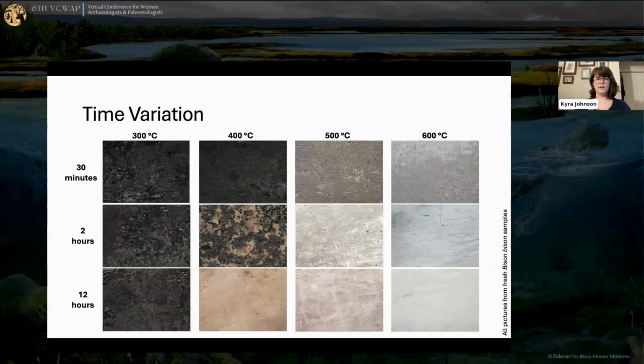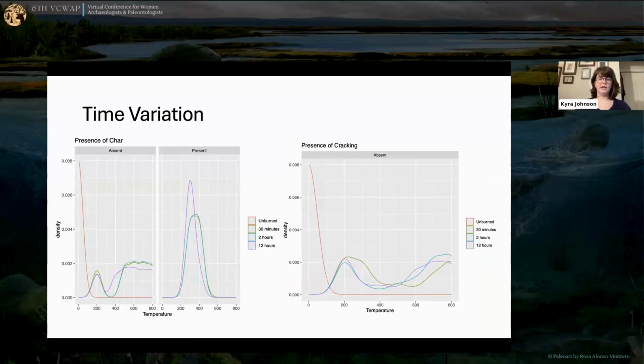Here on this slide, you can see that I am displaying samples from 300, 400, 500, and 600 degrees Celsius at all three of my time intervals. And this temperature range seems to be where we're getting the most variation in our morphological surface features. Specifically, 400 degrees Celsius has a lot of change between 30 minutes and 12 hours of burning time. And we can also see these patterns carry into some density maps for some of these features.